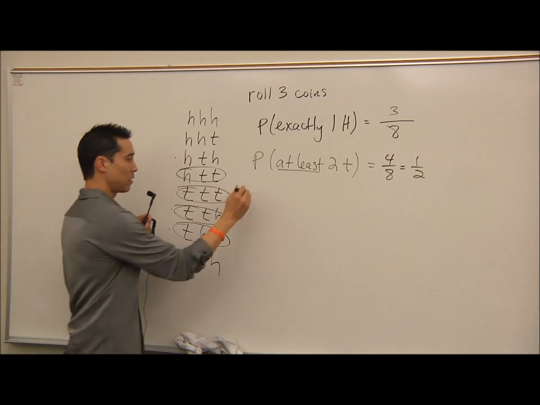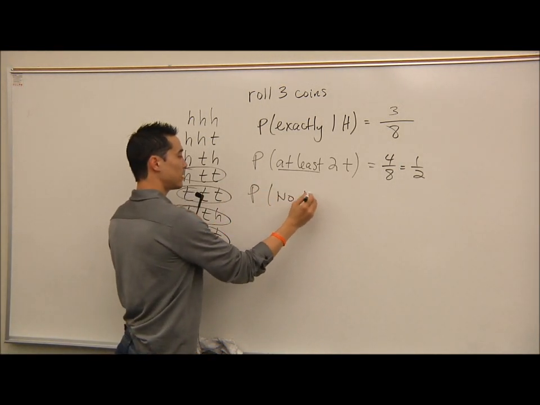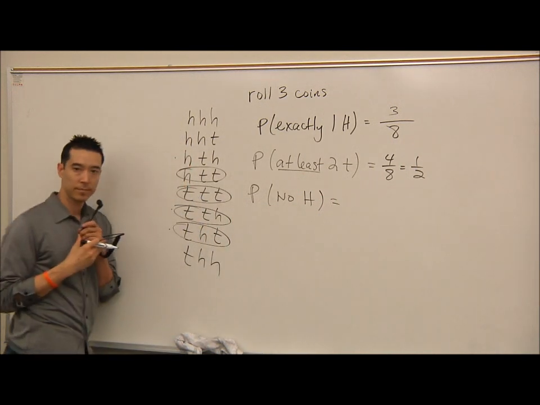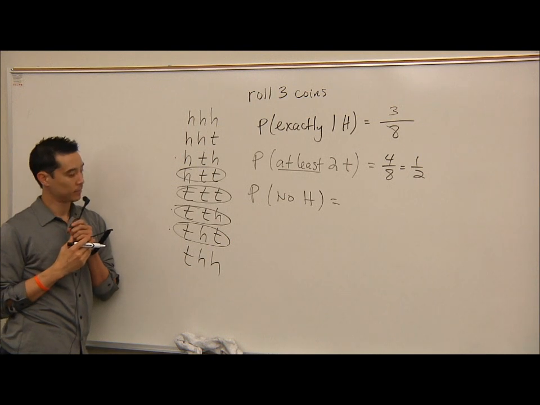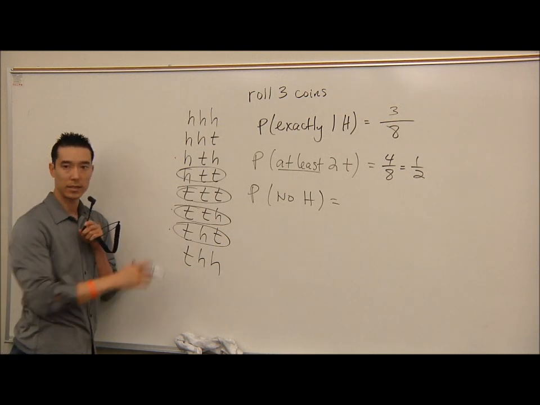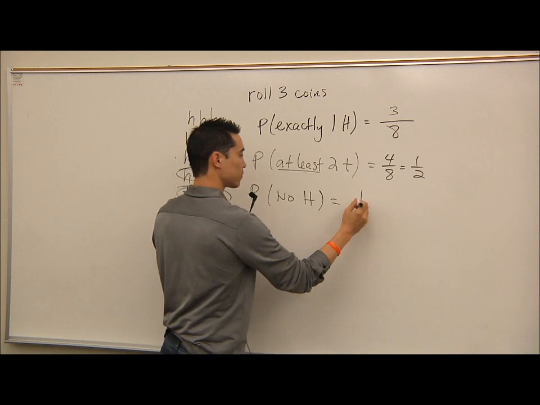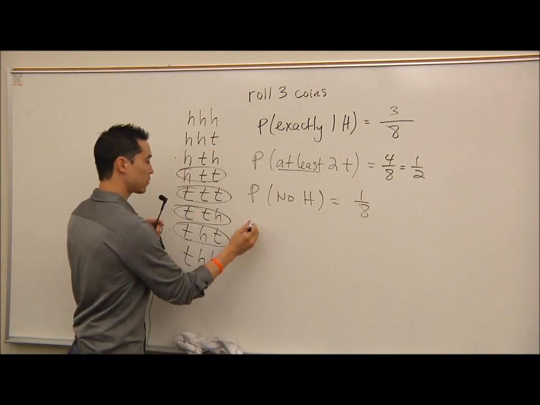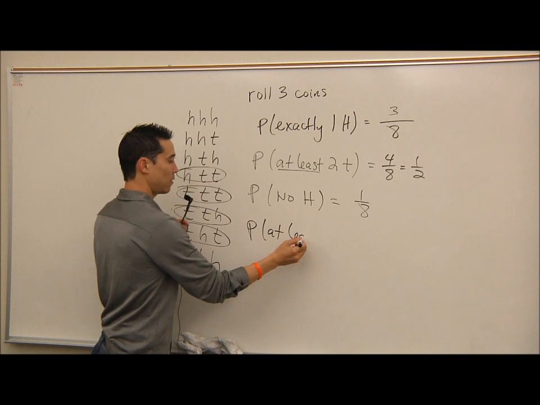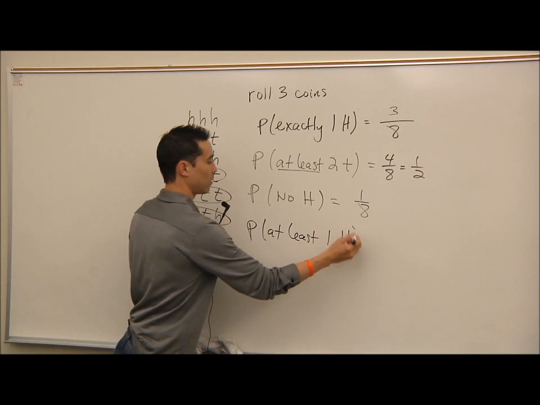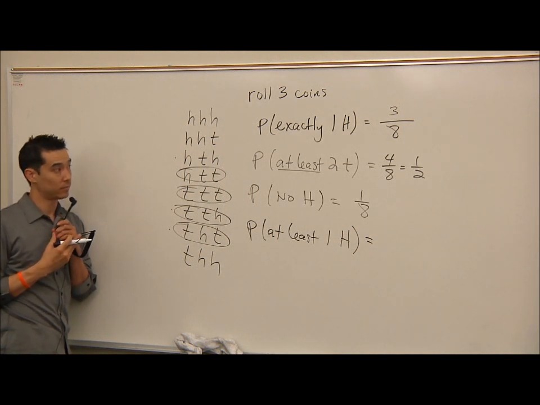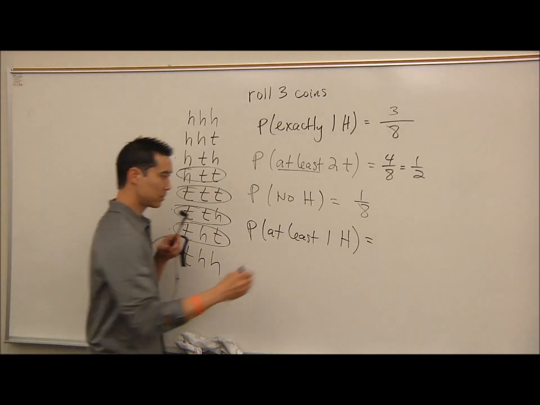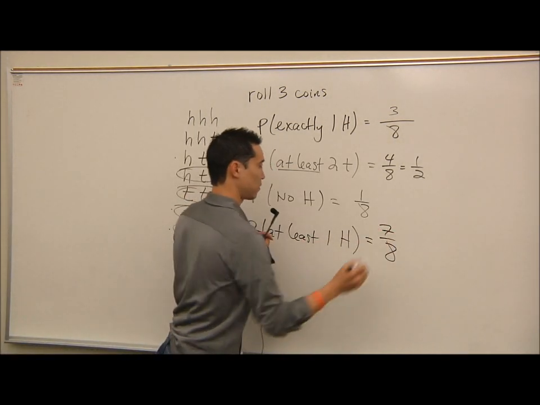Okay? What's the probability of no heads? How many times do we get no heads? Just the 1, right? TTT, tails, tails, tails. What's the probability of at least 1 head? How many of these have at least 1 head? 7 out of 8. Okay?